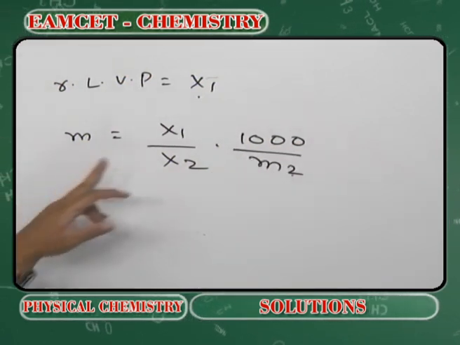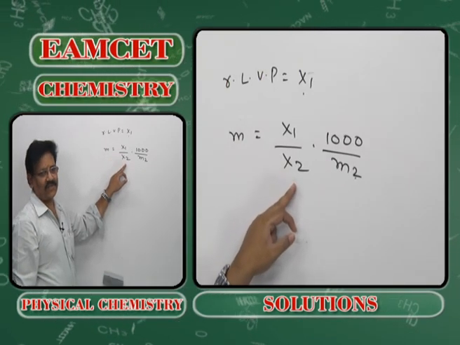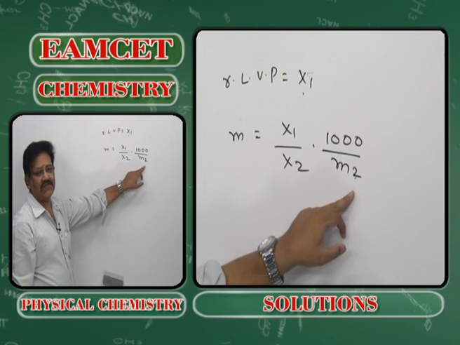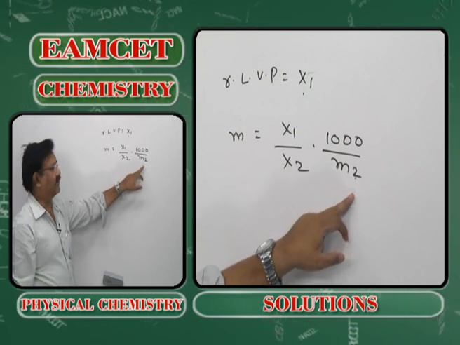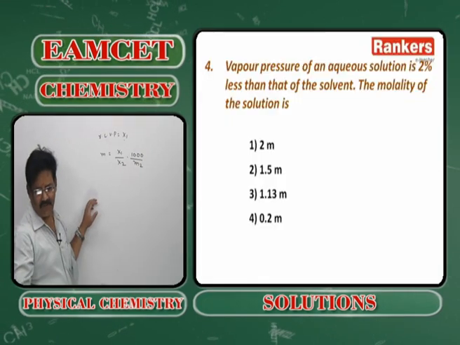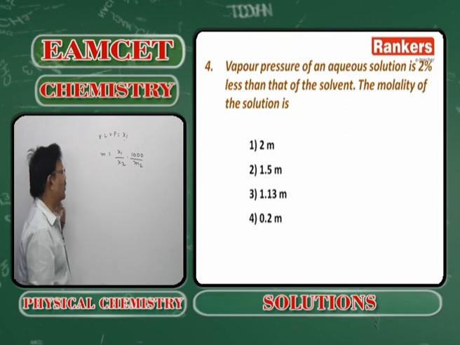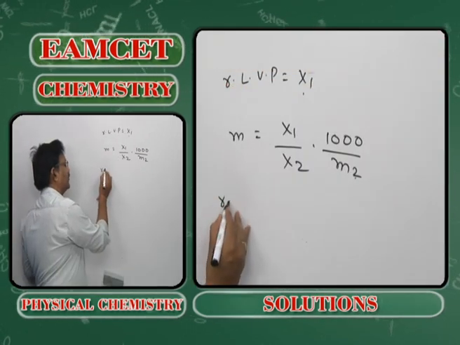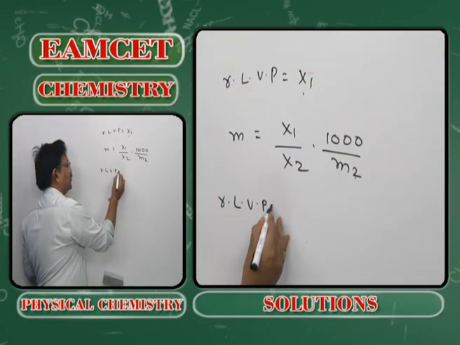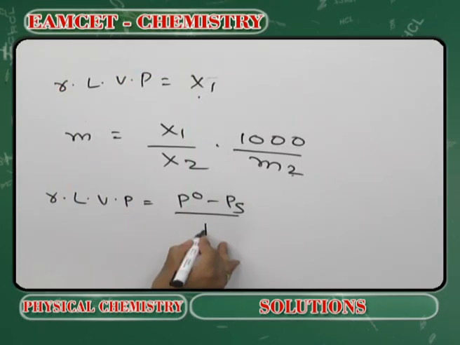x1 stands for the mole fraction of the solute, x2 stands for the mole fraction of the solvent, and M2 stands for the molecular weight of the solvent. So this is the way. Now, they want us to find the molality, so we first have to find x1. How to get x1? RLVP is equal to (P naught minus Ps) by P naught.